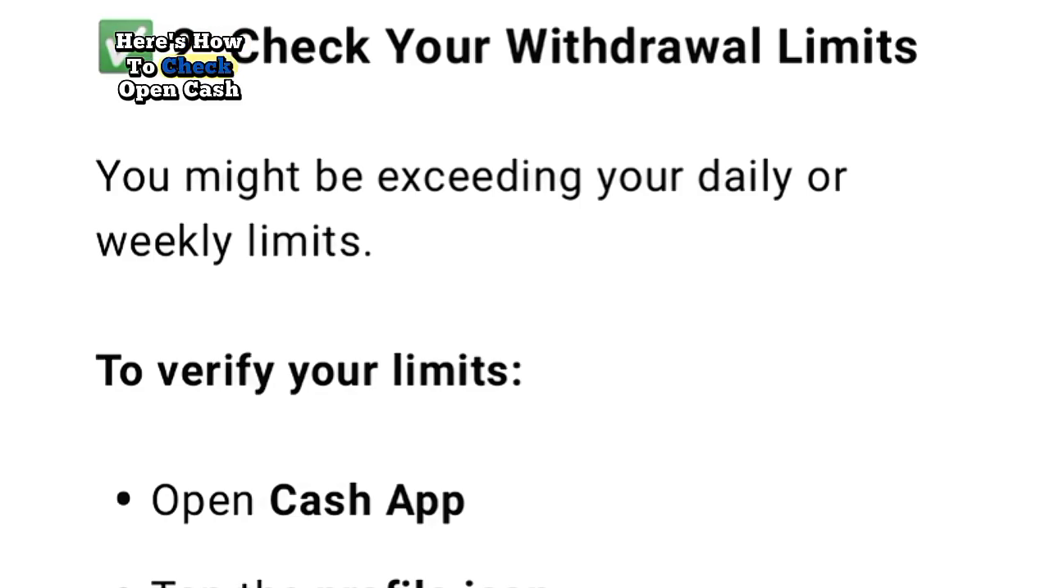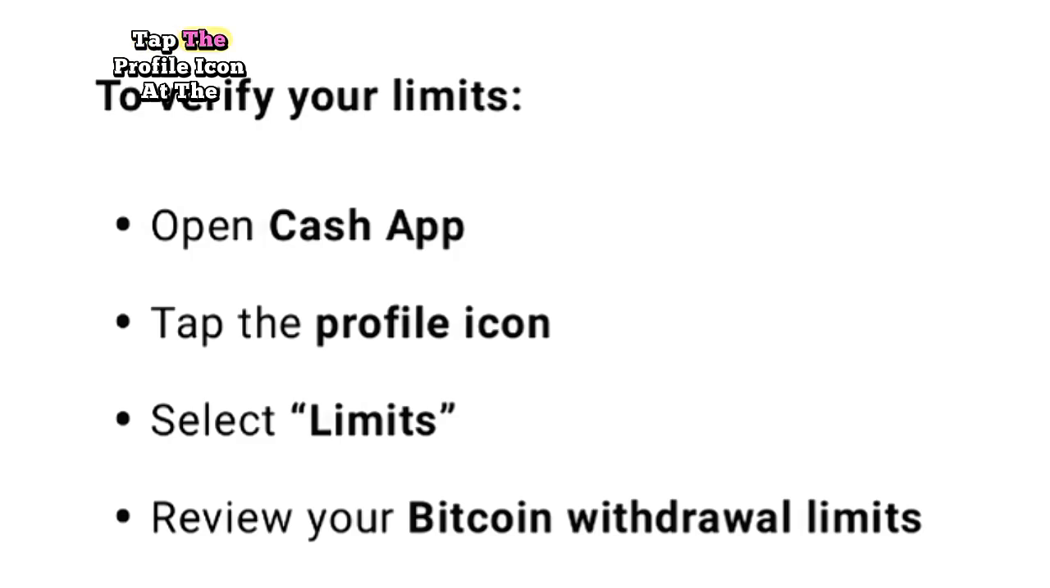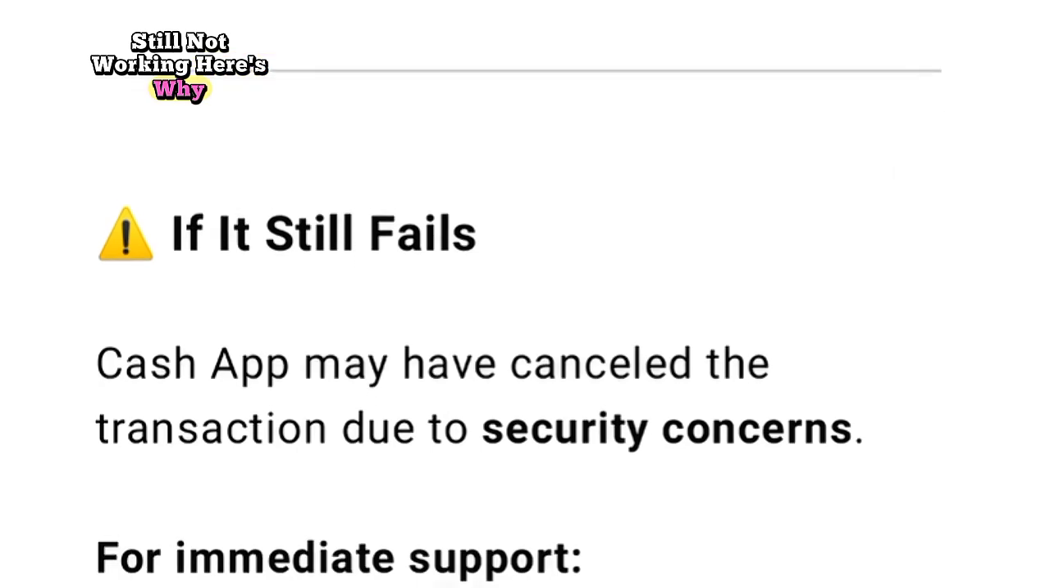Here's how to check. Open Cash App. Tap the profile icon at the top right. Scroll down and select Limits. Tap on Bitcoin withdrawals or cash withdrawals. Now review your daily and weekly limits. If your amount is higher than what's allowed, the transaction will be blocked. In that case, either wait for the limit to reset or withdraw a smaller amount that fits within your available limit. Still not working? Here's why.